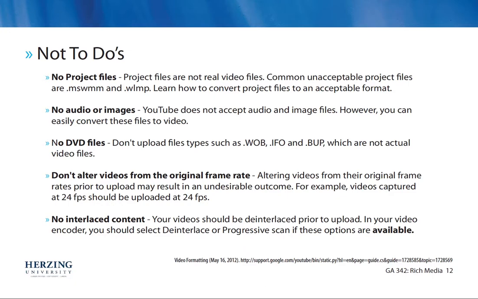Don't alter videos from the original frame rate. For example, videos captured at 24 frames per second should be uploaded at 24 frames per second. Altering videos from the original frame rates prior to upload may result in really undesirable outcomes and bad playback. And no interlaced content. Your video should be de-interlaced prior to upload. In your video encoder, you should select de-interlace or progressive scan if these options are available.